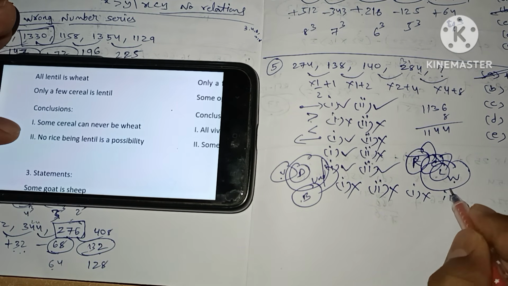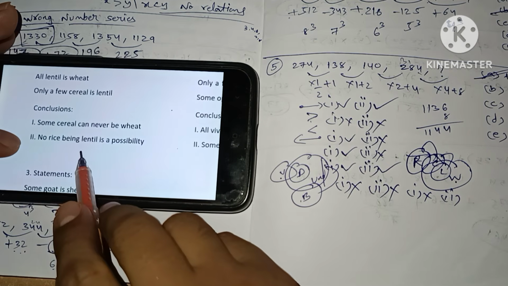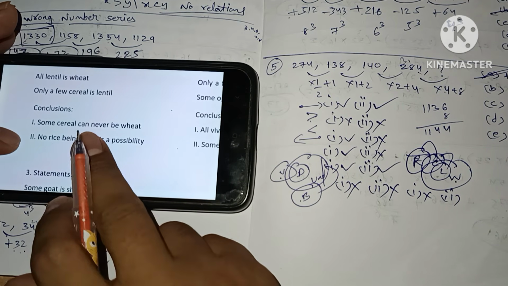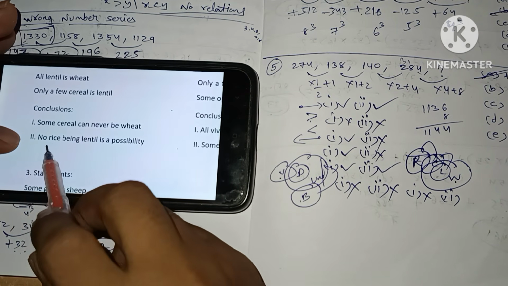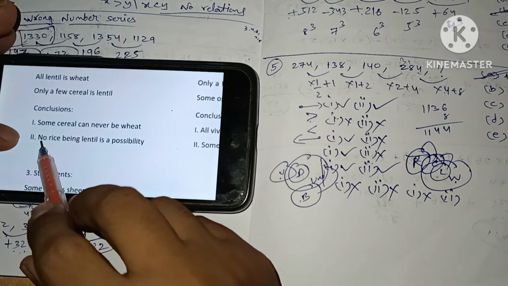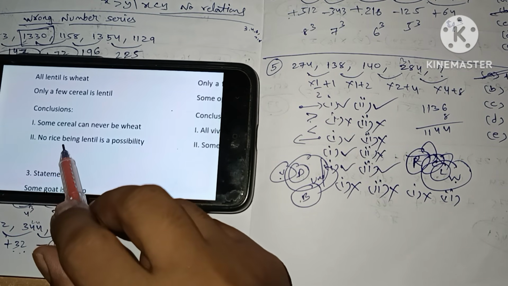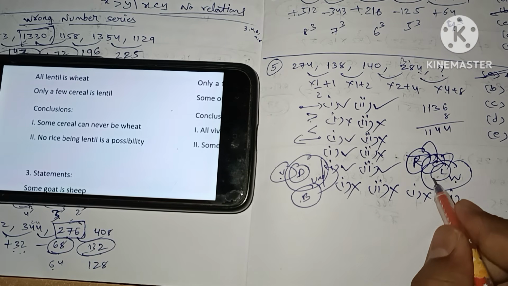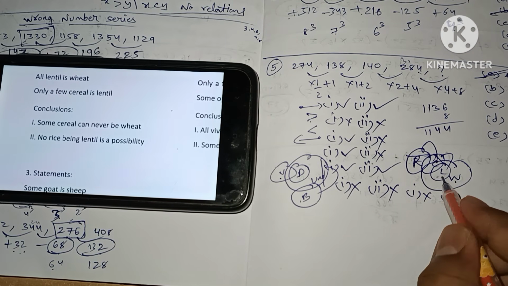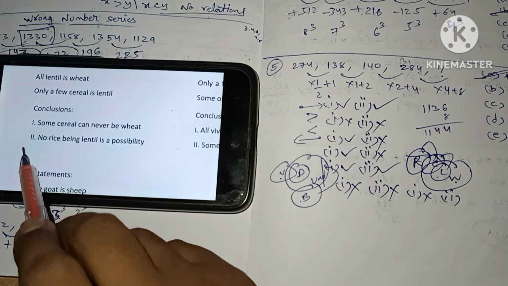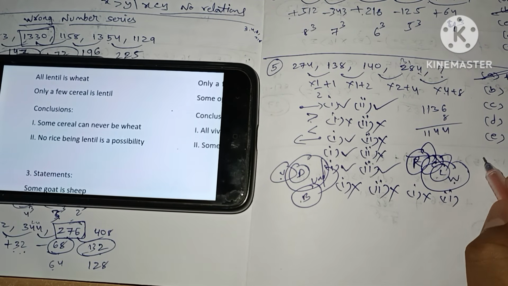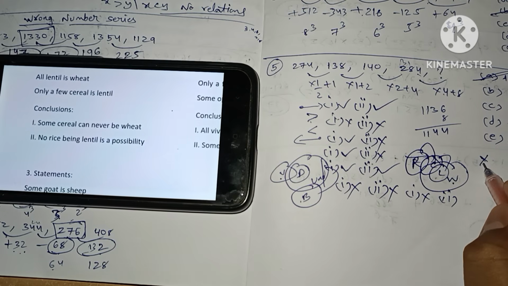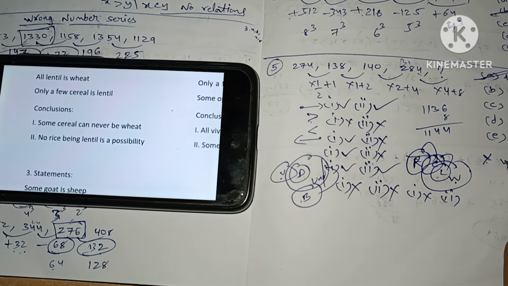Second conclusion, no rice being lentil is a possibility. First leave is a possibility side. We need to check no rice being lentil. Here no rice being lentil means we check some rice can be lentil or not. Some rice can share with lentil. Yes, some case is possible. Some case possible means no case fails. And it is said that fails can be possible. If we see like this, the answer will be true.